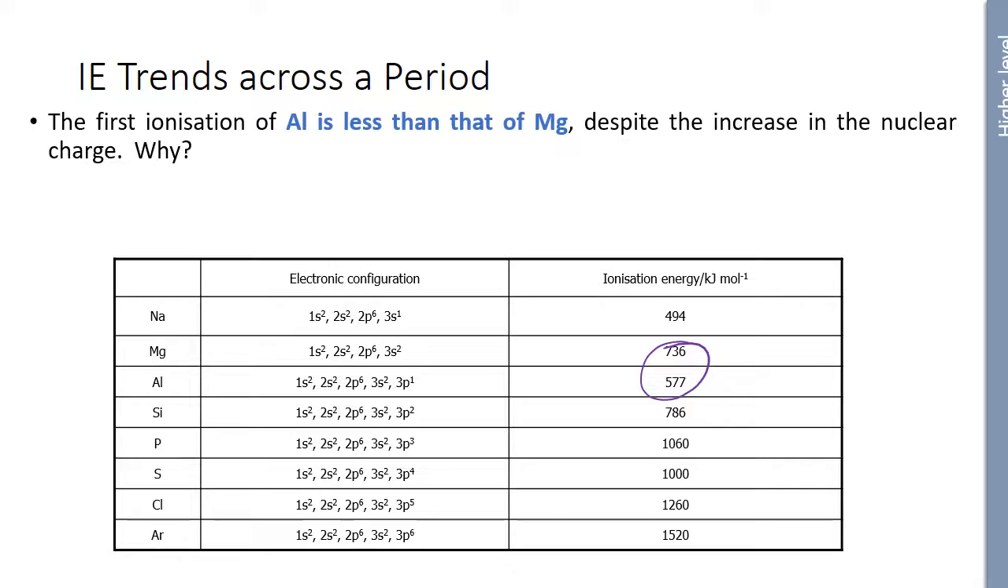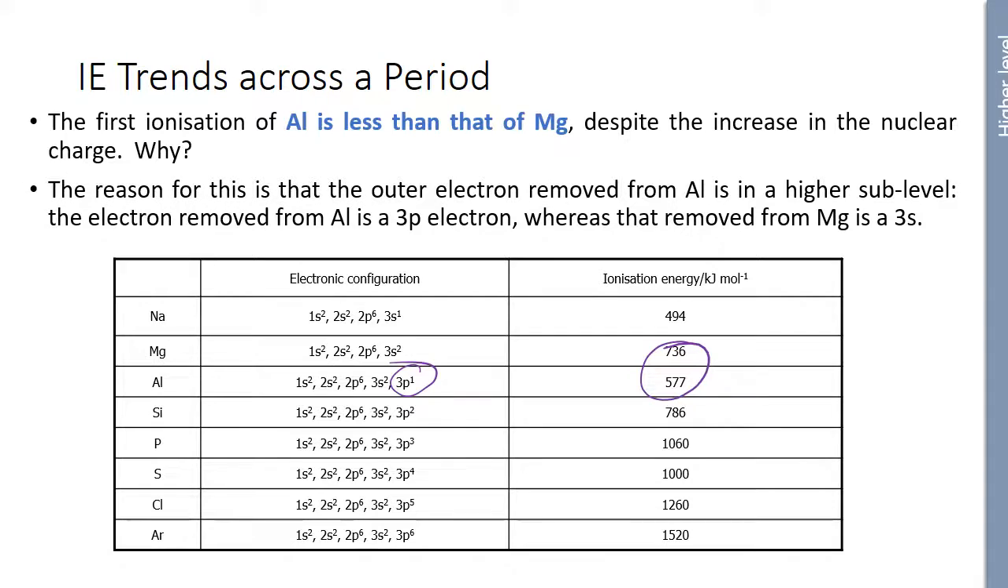So pause the video now and think of an idea why you think that aluminium's ionization energy is less than that of magnesium's. What you really should have noticed is the difference between these two is this p electron. The reason you see this difference in numbers is because the outer electron for aluminium is removed from the p orbital, which is a high energy sublevel, whereas for magnesium, it's only from the 3s, which is of lower energy. So it requires more energy to remove it from the p sublevel.